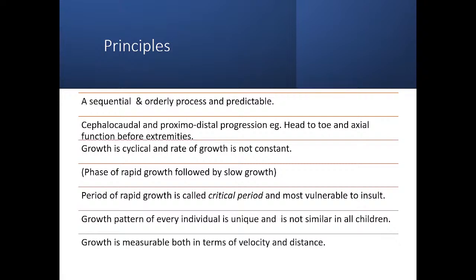This is another principle you need to remember: it depends on nutrition, environmental factors, and so many things. So there are phases of rapid growth followed by slow growth. Rapid growth usually occurs in the first year, and then the second time is at adolescence. This period of rapid growth is called the critical period and is most vulnerable to insult. So the first 2 years or first 5 years are very important in any child's life.